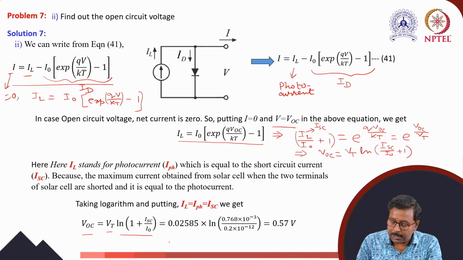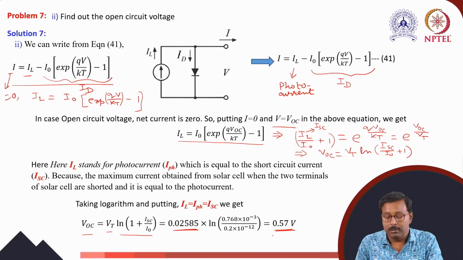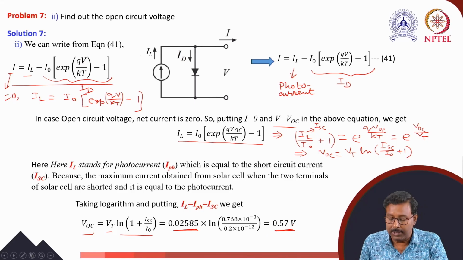Using this expression, if you put in the values, Vt is nothing but 0.02585, as room temperature of operation is mentioned, ln of 0.768 milliampere, the current for ISC, over 0.2 picoampere, that is 0.2 times 10 to the minus 12, it will become 0.57 volt. So this is the value of the open circuit voltage.